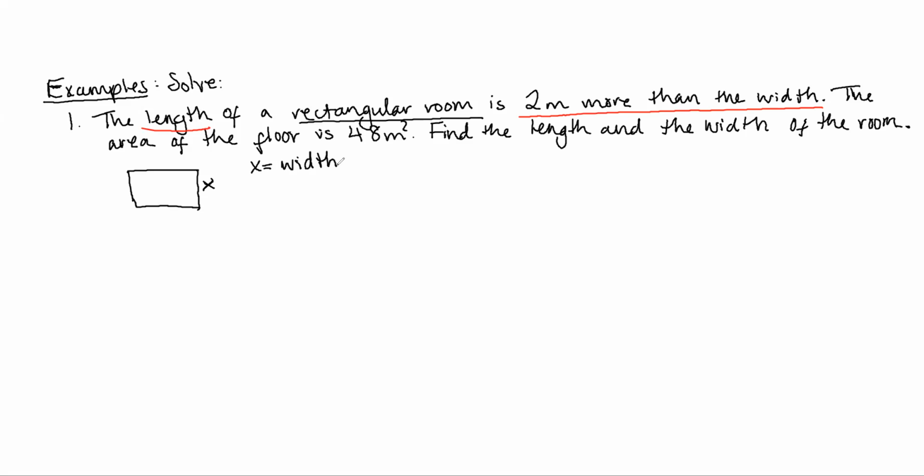And then since we know that the length is 2 meters more than the width, then we know that it's going to be the width, which is x, plus 2 more meters, so plus 2. We're also told that the area of the floor is 48 meters squared. So we need to know the formula for the area of a rectangle. So our area is equal to the length times the width. And so if I go ahead and start plugging in, we know our area is 48.